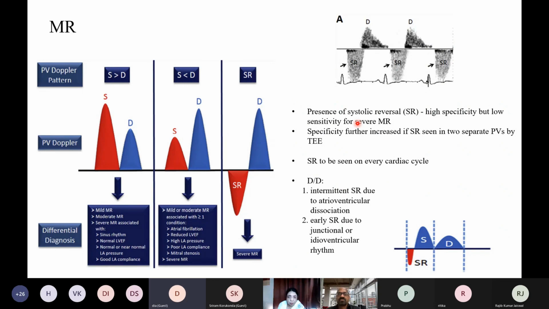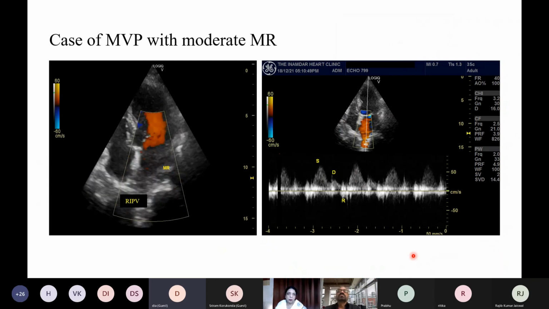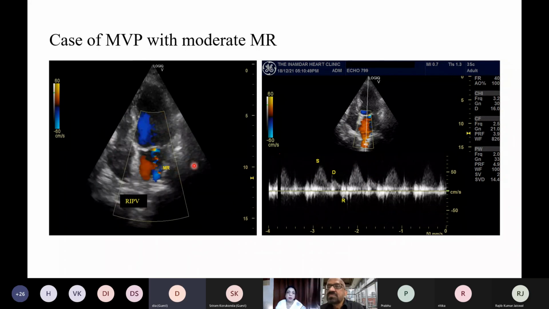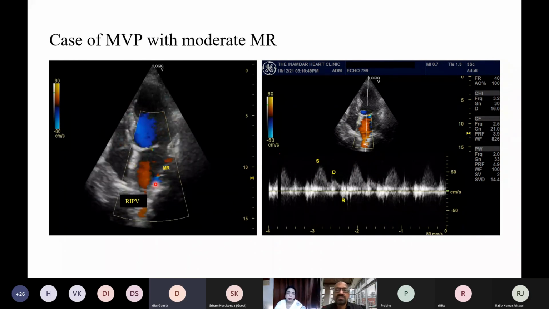But the patient should be in normal sinus rhythm, because arrhythmia is another different chapter which I could not include because of time. If the patient is having atrioventricular dissociation or junctional rhythm, there is complete reversal in the initial part. But late reversal and complete reversal is the hallmark of severe MR. I have shown you this case also. This is a moderate MR with a normal S and D ratio. See, moderate. So this patient is having normal LA compliance.